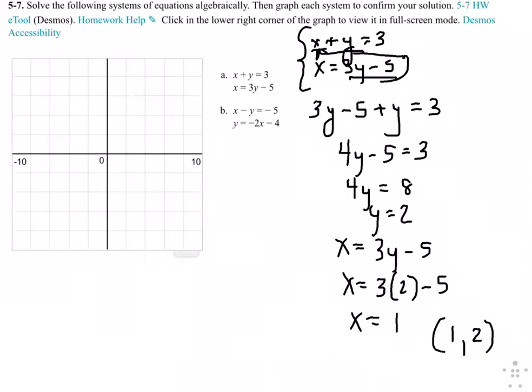I'm just picking points. If x is 1, y is 2, right? 1, 2, and then another point would be 2, 1, because 2 plus 1 is 3. So 2, 1, and then we could draw our line. And again, yours will look better because it's with a straight edge.